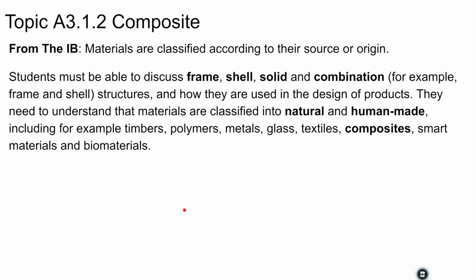Hi, this is a recorded lecture for the IB DP Design Technology Topic A3.1.2, and we're looking at composites. We need to know that materials are often classified according to their source and origin. We must be able to discuss frame, shell, and solid and combinations of these in structures and how they're used in products. And we need to understand that materials are classified as natural and human-made.